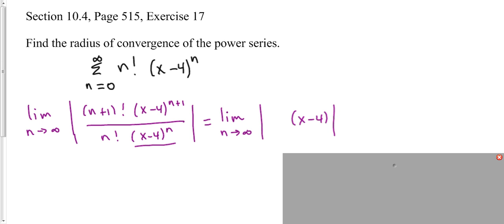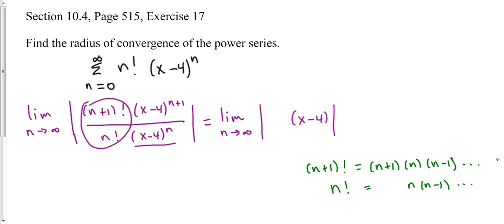And then we can also do some canceling here with the (n plus 1) factorial and the n factorial. So if we remember that (n plus 1) factorial is going to be n plus 1 times n times n minus 1 times n minus 2 all the way down to 1, and n factorial is going to be n times n minus 1 times n minus 2 all the way down to 1. When we do this division, we can cancel all of these, and we're just going to end up with an n plus 1 term.